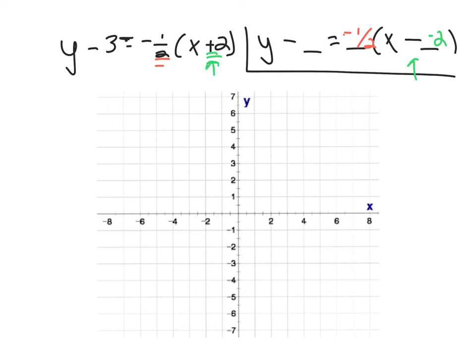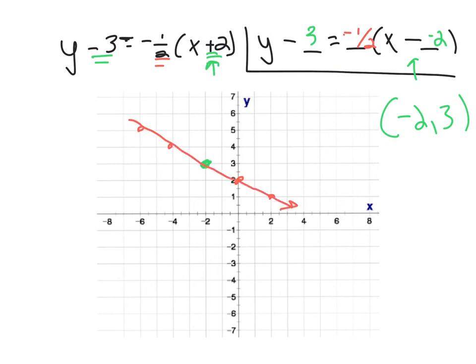And since we have y minus blank and we already have y minus 3, we're going to put a 3 there. So our point that we're going to use is actually negative 2, 3. So we go over 2, up 3, and then we have a slope of negative 1/2. So down 1, over 2, down 1, over 2, down 1, over 2.